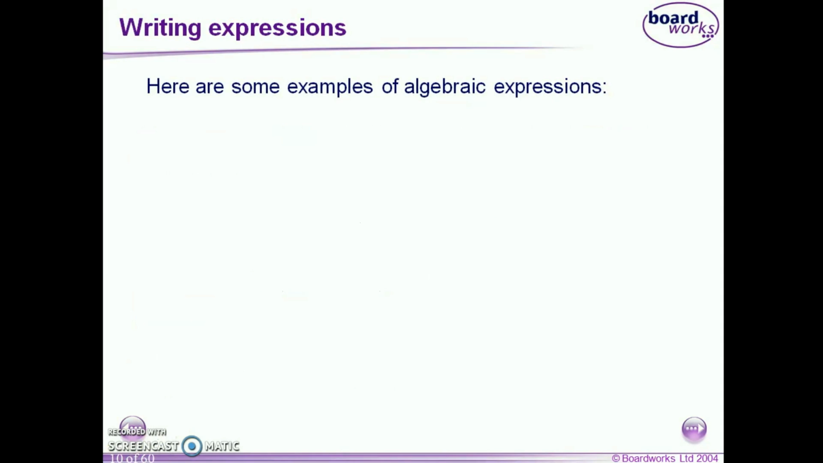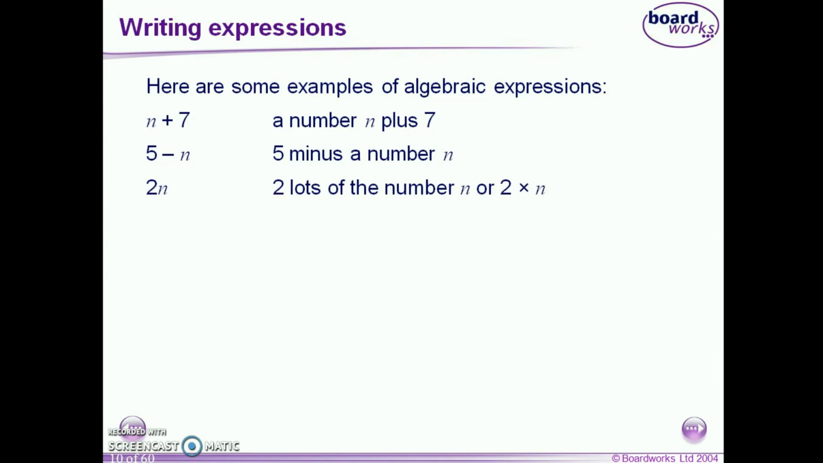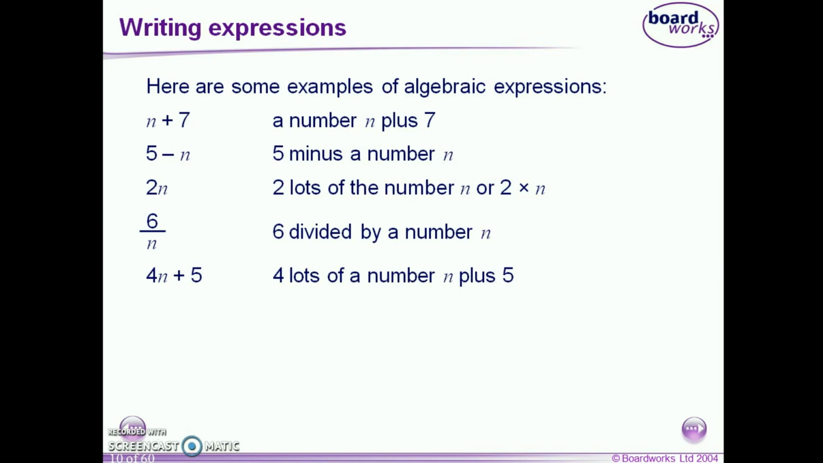Next, here are some examples of algebraic expressions. First, n plus 7 means a number n plus 7. Next, 5 minus n means 5 minus a number n. Next, 2n means 2 lots of number n or 2 times n. Next, 6 over n means 6 divided by a number n. Next, 4n plus 5 means 4 lots of number n plus 5.